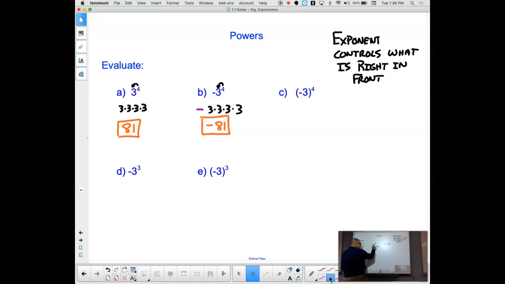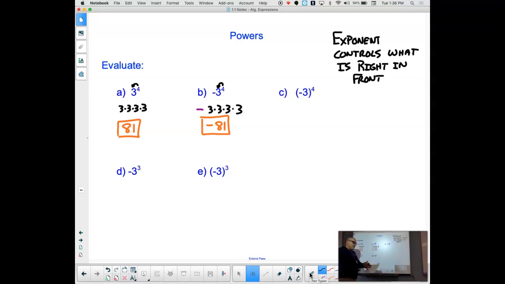Because that negative sign right here is not being controlled by the exponent. Sorry, I was looking for my eraser. Oh, there it is. It's a big one. Okay. I had to, again, haven't used this in a while. Got to figure out where everything is again. Okay.